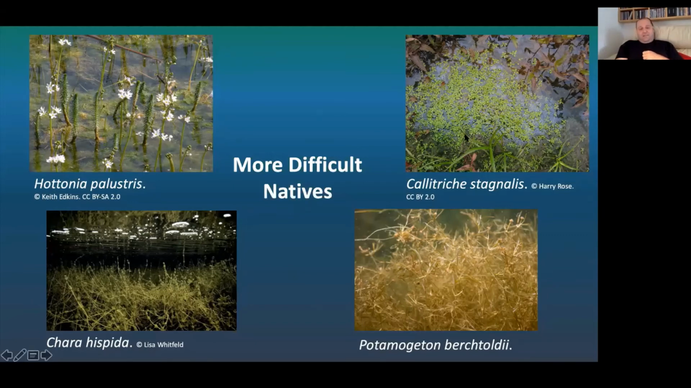Callitriche, the water starworts, like similar kinds of situations. And again, I've never had any luck with these, and I suspect they'll be rather difficult to get going.